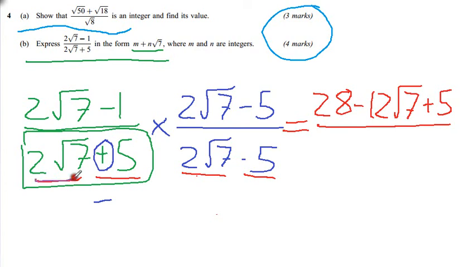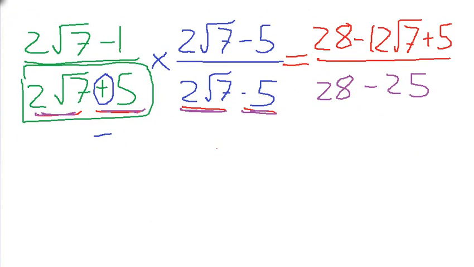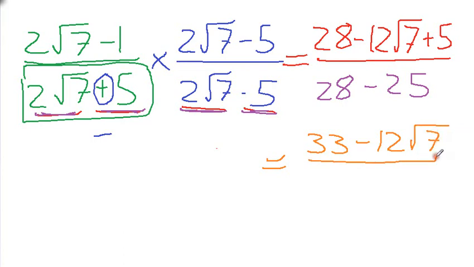Then on the bottom, like I said, you've got 2 root 7 times 2 root 7, the same as on the top, so 28. Then 2 root 7 times minus 5, and 2 root 7 times plus 5. So that's going to be 0. I'm not going to write that down. You know it's 0 because I've just explained it. Then you have plus 5 times minus 5, which is minus 25. So let's neaten it out a bit down here. We're going to get 28 plus 5 is 33, minus 12 root 7, over 28 minus 25 is 3.